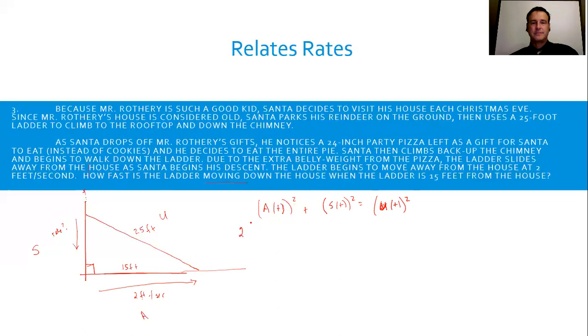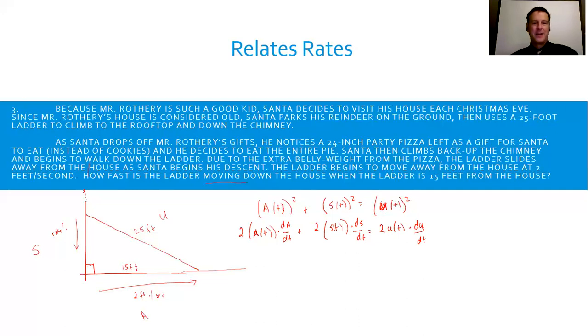2 a of t times dA dt plus 2 s of t times ds dt equals 2u of t times du dt. Okay, now if you want, you can divide everything by 2. We'll do that in our next step. But let's start thinking about what some of these things mean.